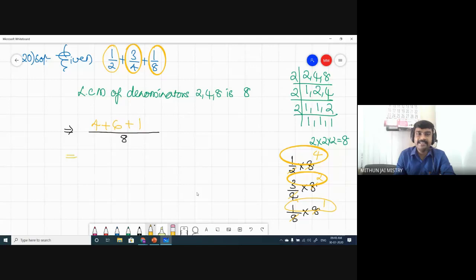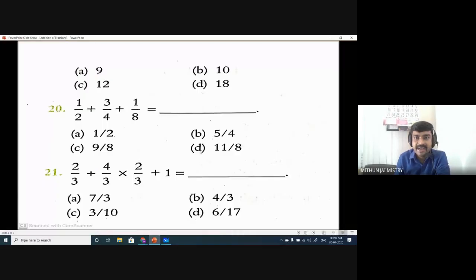What are we getting? Let us add. 4 plus 6 is 10. 10 plus 1 is 11, so 11 by 8 is the answer. Do we have the option? Yeah, we have the option D, 11 by 8.